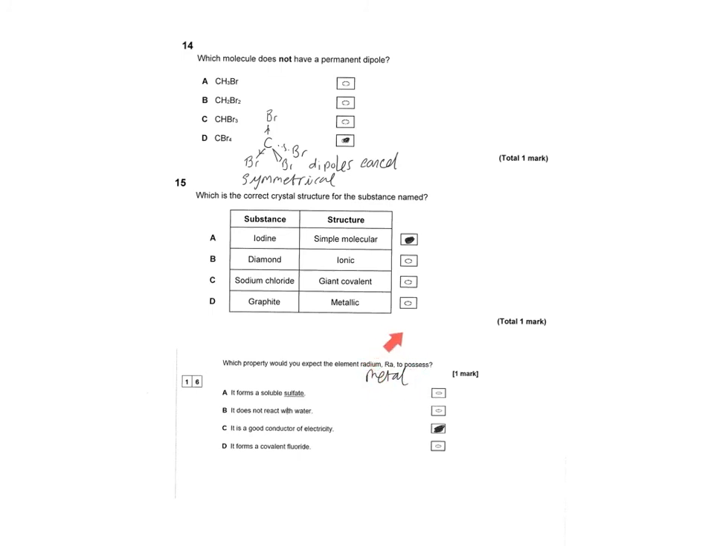It's a metal, and therefore what you know about metals is they're good conductors, with delocalised electrons. You know that it's going to form ionic compounds because it's a metal. Metals always form ionic compounds. So that's rubbish as well. And you know where radium is. It's at the bottom of group 2, and you know group 2 react really vigorously with water, even from GCSE.